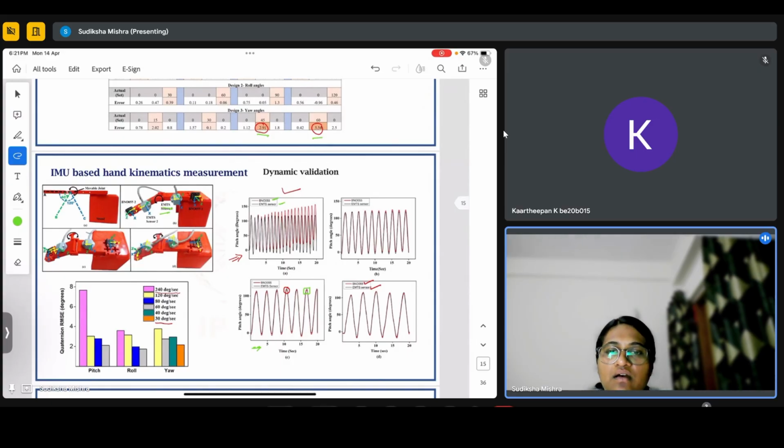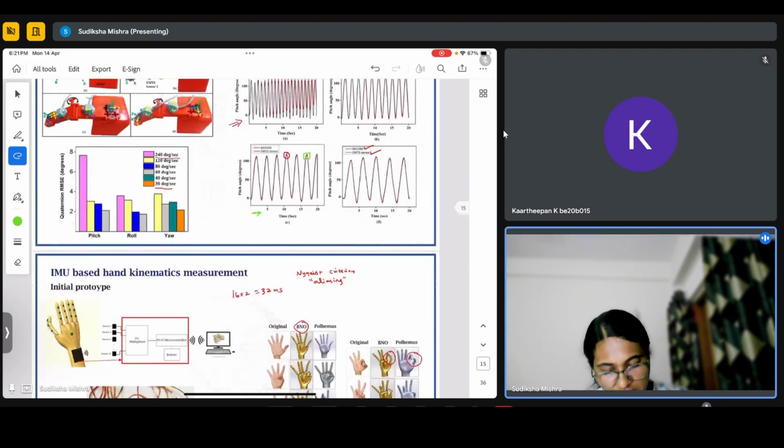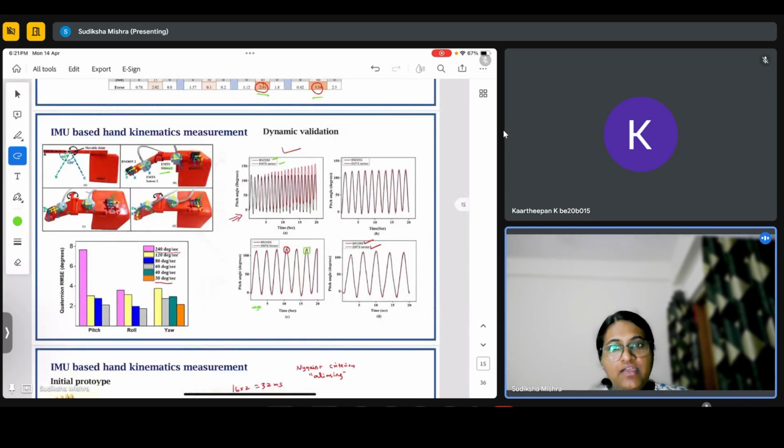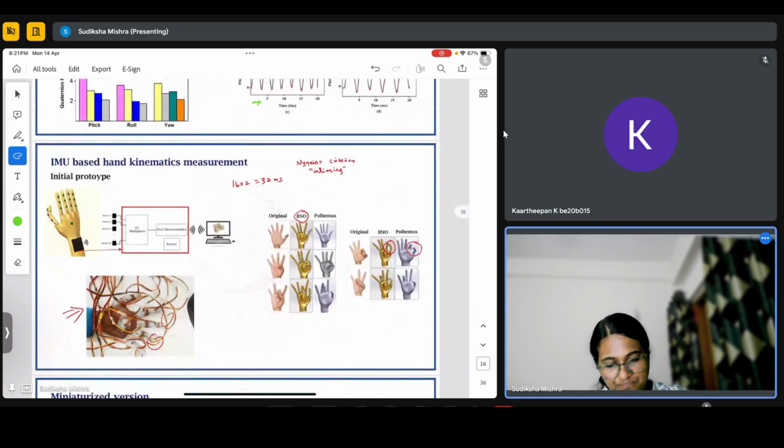However, at very high frequencies, the measurements diverged from the standard sensor measurements. So they needed to modify it slightly to account for very high frequencies.